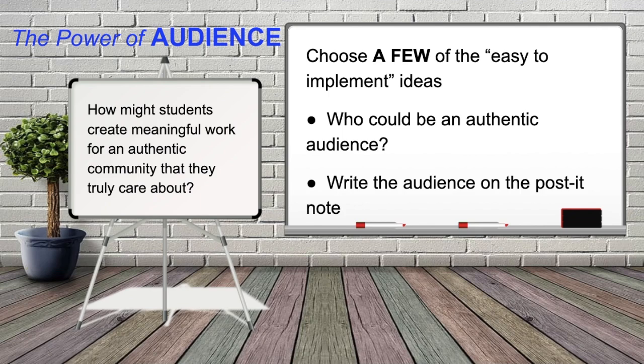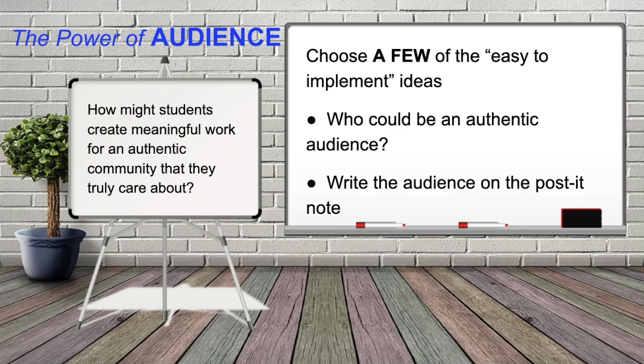So I think that adding audience is huge. It is a very big part of the problem-based learning process, and it really will shift your thinking. So take a few of the easy to implement ideas and think about who could be an authentic audience. And then go ahead and write the audience on the Post-it note. Or again, however you're organizing this, note it in the Google Sheets cell or on the list that you're making.